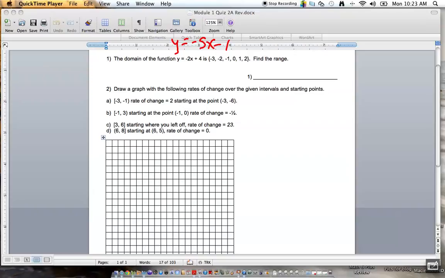So what's negative 5 times negative 3? 15. And what's 15 minus 1? 14. So that would be the first answer. You should have the squiggle there. I didn't take off points if you didn't.